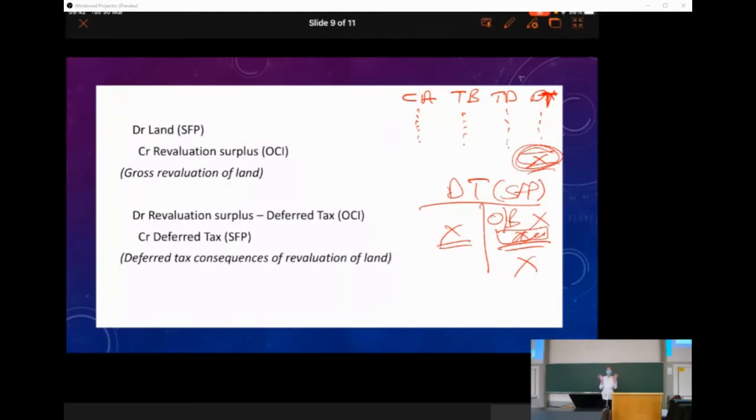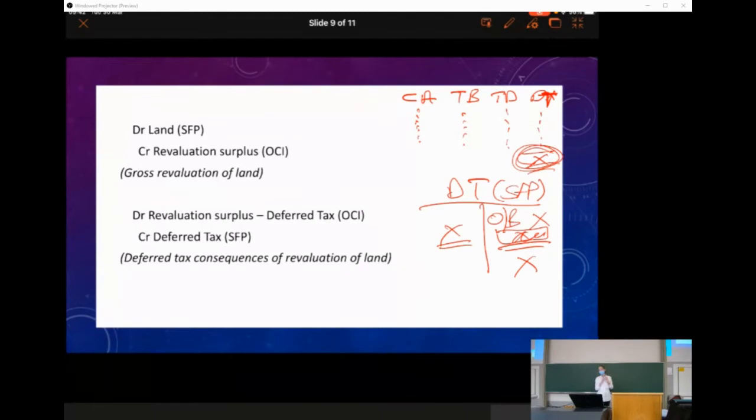Good. Now that is still true, except for one exception. Okay, there's only one exception. So there's only one transaction that when that transaction happens, we account for the deferred tax on that transaction.